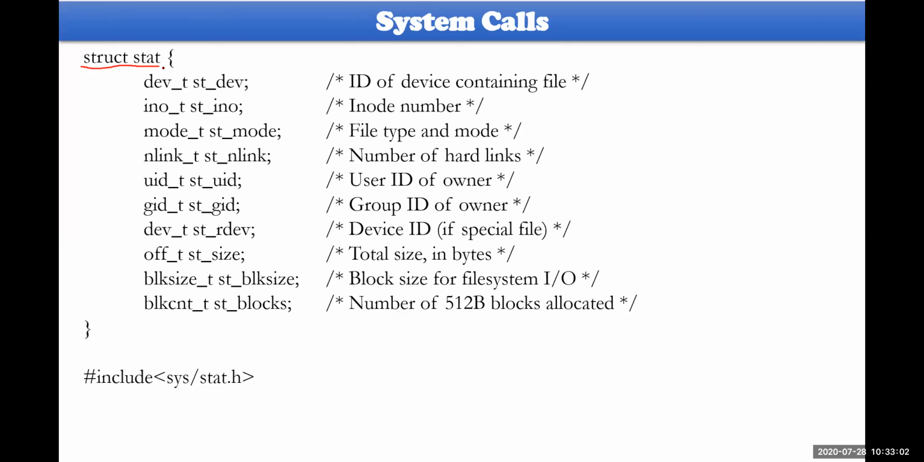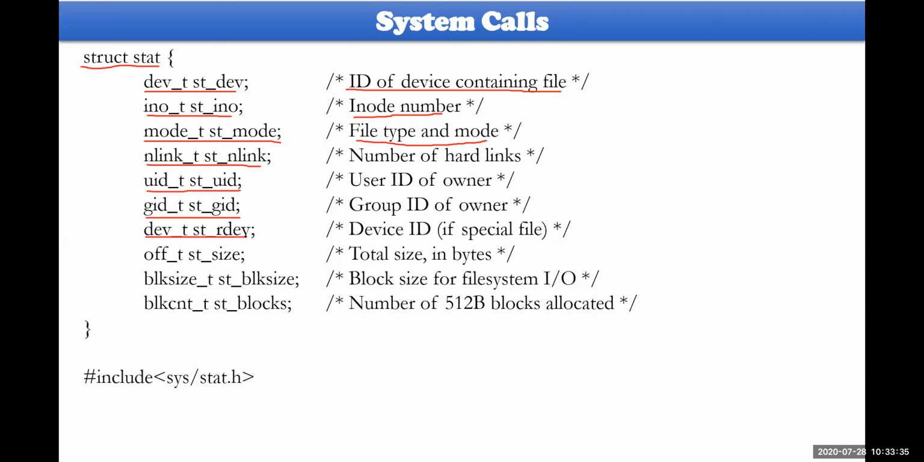So you would like to specify the device ID number, what kind of device you are trying to take, and the inode of your file, and the mode of your file, meaning file type and file mode. Then how many links are available, how many hard links, how many soft links, who is the user or owner of that particular file, and who is the group ID of that file.